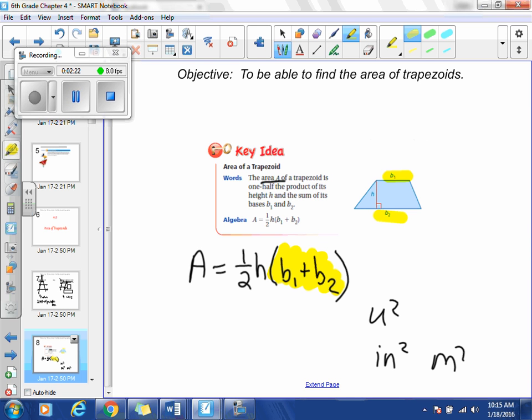They call them base 1 and base 2. That's why we have this little B1 and B2 over here. Could you switch them? Could you make this one base 2 and this one base 1? Yeah. All right, you're just adding them together, so the order you add them isn't going to change your answer. Then after you add the bases together, you're going to take them times the height. Then whatever the bases times the height are, you're going to take half of that.